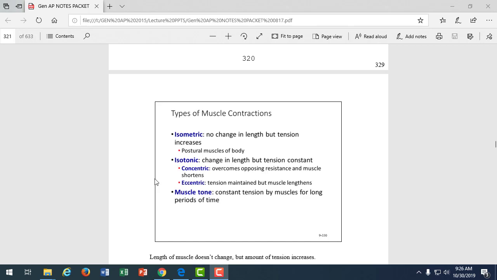Isotonic is where you're changing the length, but the tension is constant. What that means is, if I'm at the gym and I pick up a 20-pound weight, the tension is 20 pounds, right? I'm not changing the weight on the barbell or dumbbell or whatever it is, but I am shortening the muscle. I'm shortening it when I lift the weight toward me, and I'm lengthening the muscle when I'm moving it away from me. So those are different types of force on a muscle and on the tendons and connective tissues.